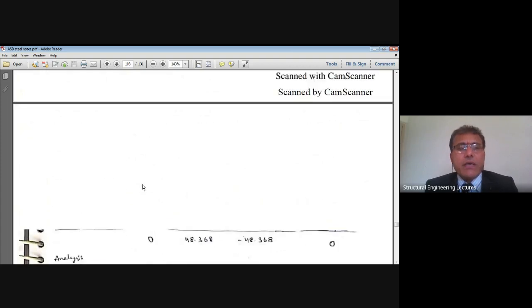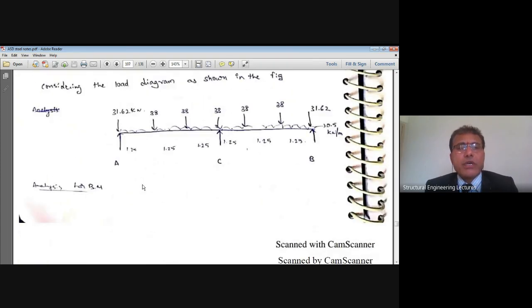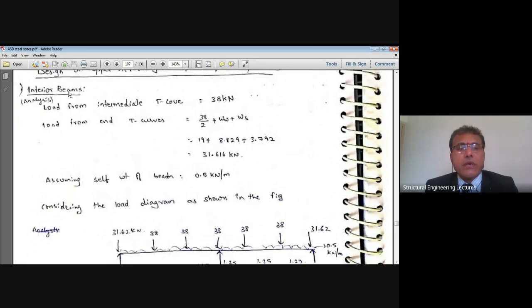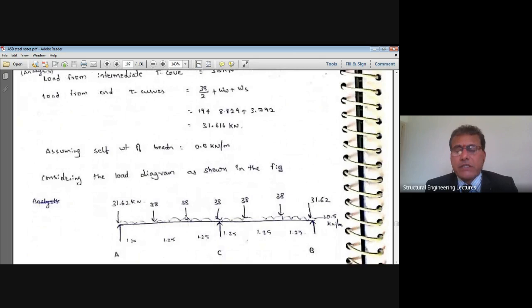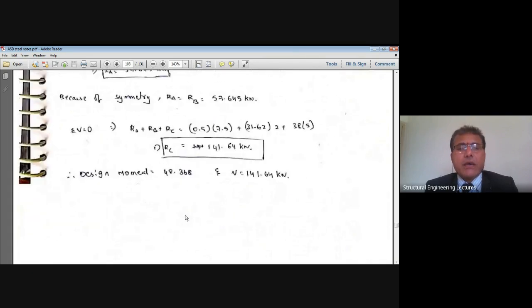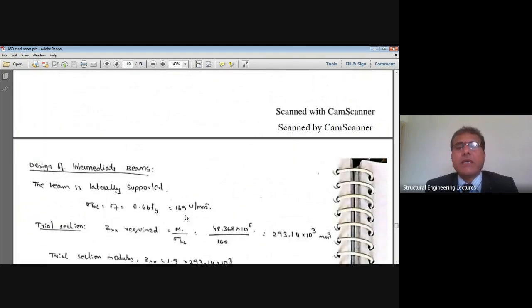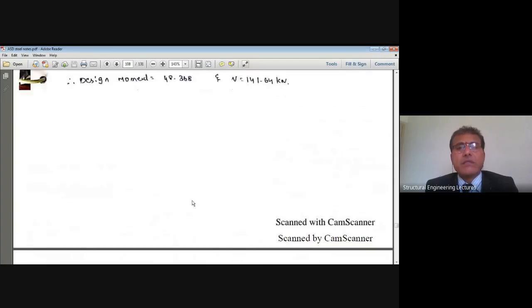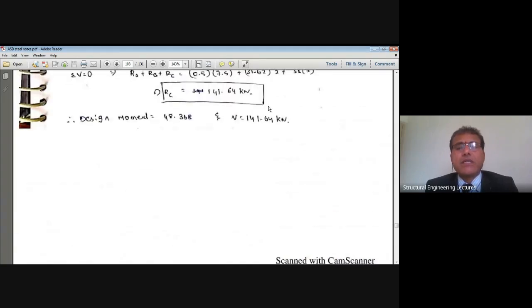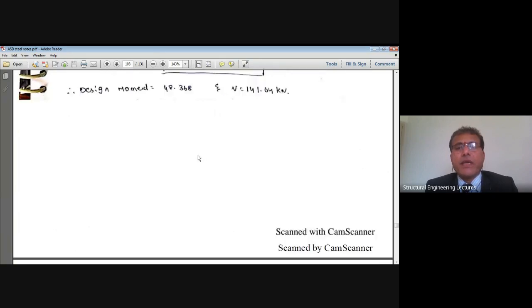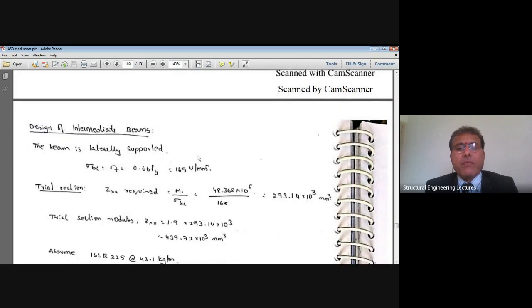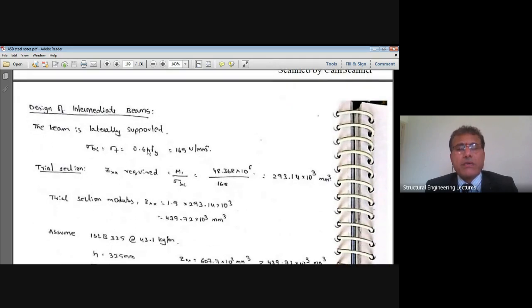It is at the intermediate location, for which the loading is like this, not at the exterior location, right? Once I get these design forces, these are the design forces: M equal to 48.368 kilonewton meter and V equal to 141 kilonewton is the force.